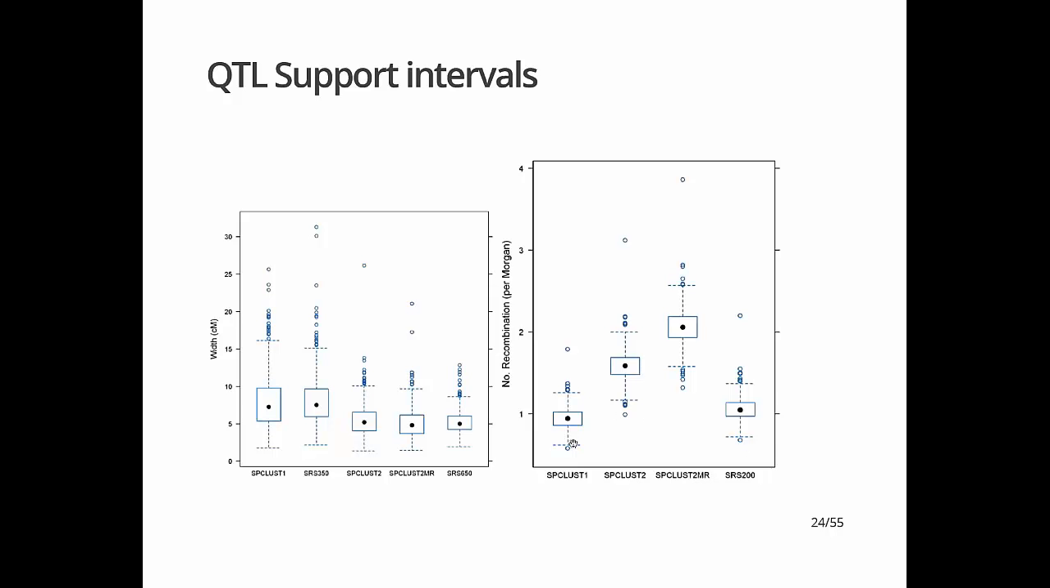You can see that with one stage of selection, you're not actually increasing the number of recombinations in the QTL region because that's not what you're selecting on. You're trying to increase genetic diversity overall. With 2 stages, you are increasing it, and obviously when you try and optimize the number of recombinations, you're increasing it even further.